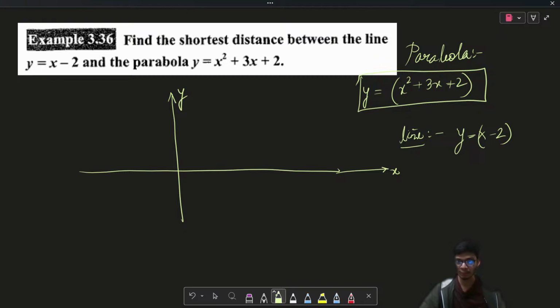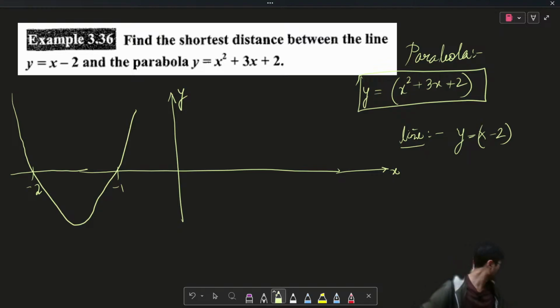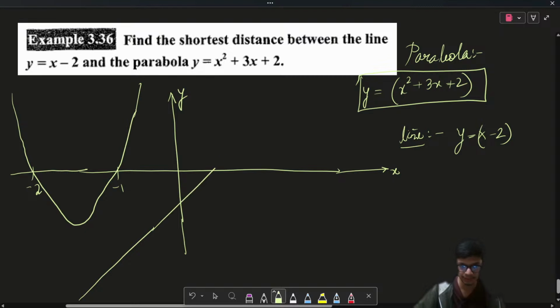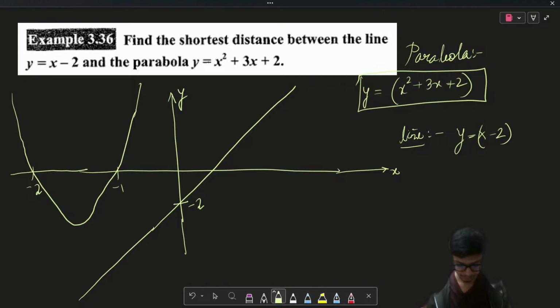So if I try to draw the parabola, first of all, this parabola has roots at x equals minus 2 and minus 1. So this is going to look something like this, right? I hope this is clear to all of you. So this particular parabola is going to look like this, and let us try to draw the line over here, right? So the line equation, y equals x minus 2, is going to look something like this, where the y-intercept is basically minus 2. Okay, so I hope this is clear. Is this part clear? Right.